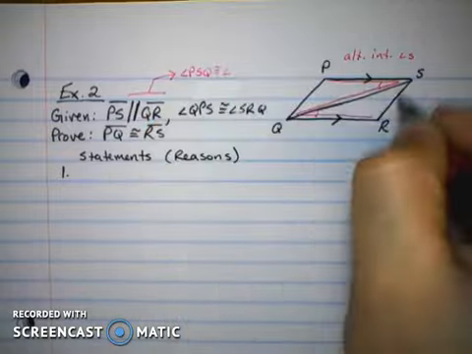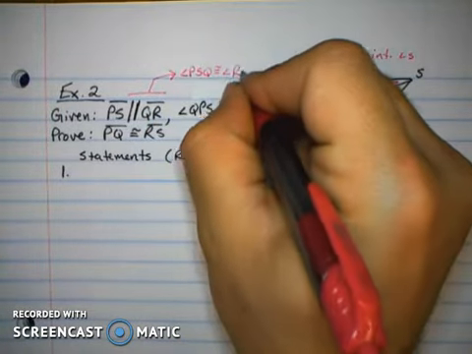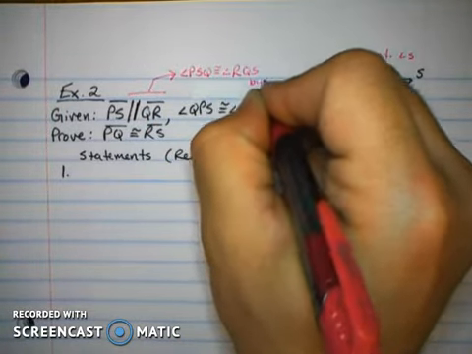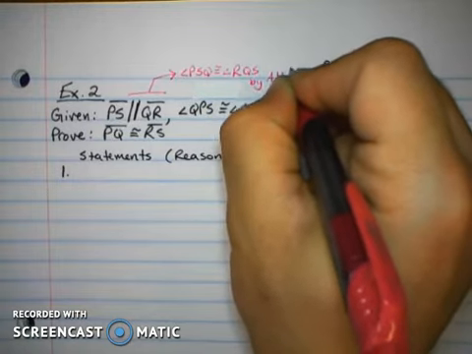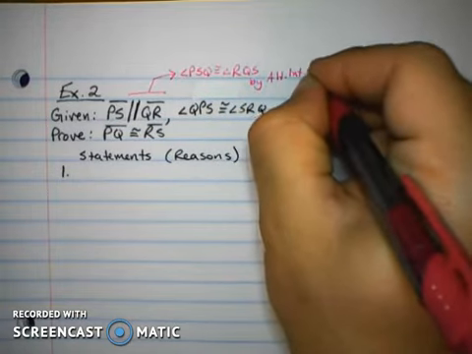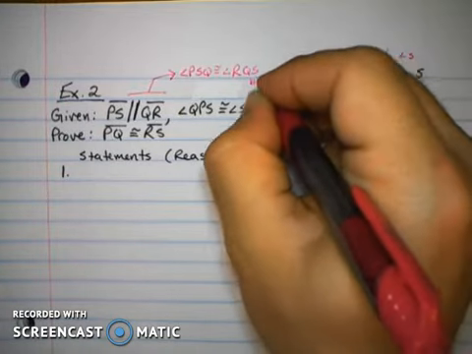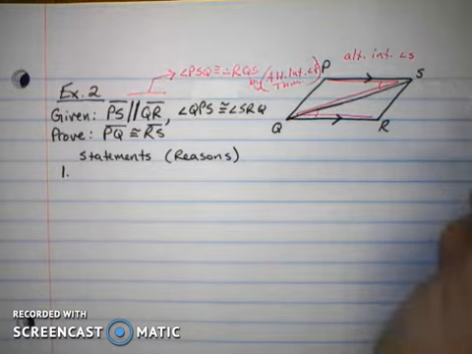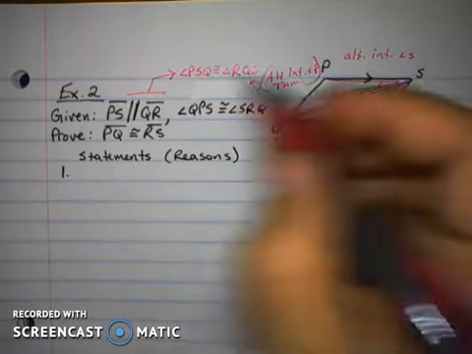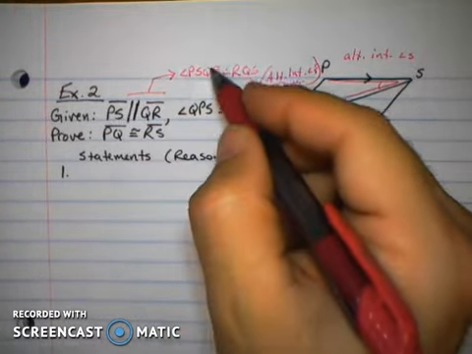And so after we say they are parallel, a secondary statement is that angle PSQ is congruent to angle RQS by the alternate interior angles theorem. Okay, so that would be statement 1. That leads us to statement 2.